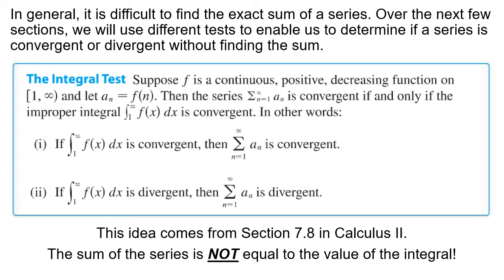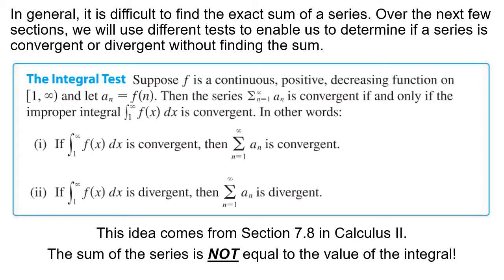So the integral test says, suppose you have a function that is continuous, positive, decreasing from 1 to infinity. And then you have your sequence, a sub n, be the function that we're going to work with. Then the series from 1 to infinity of a sub n is convergent if and only if the improper integral converges. So basically, if the integral converges, so does the summation, or the other way around. If the integral diverges, so does the series. Like I said, this idea comes exactly from 7.8 in Cal 2.